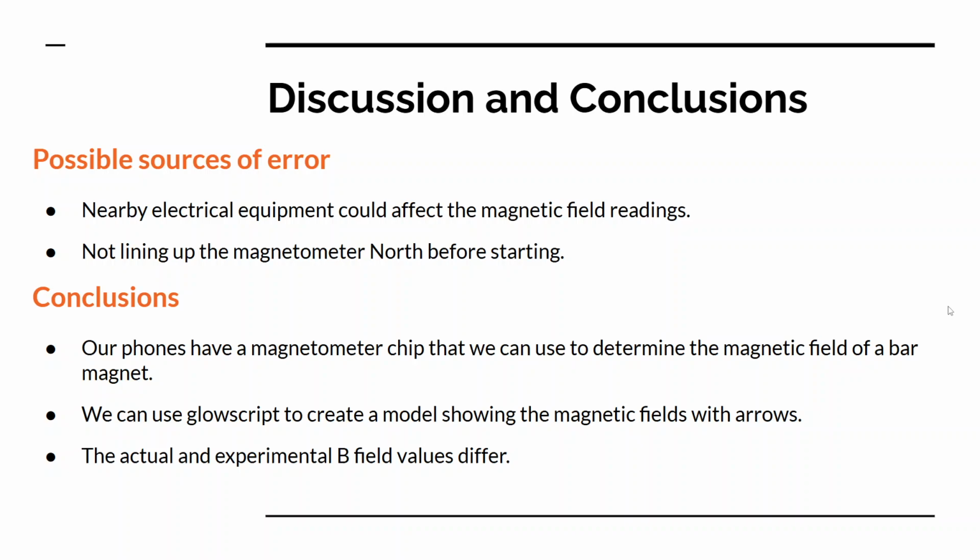In conclusion, we found that our phones have a magnetometer chip that we can use to determine the magnetic field of a bar magnet. We can use GlowScript to create a model showing the magnetic fields with arrows, and we learned that the actual and experimental B field values differ.